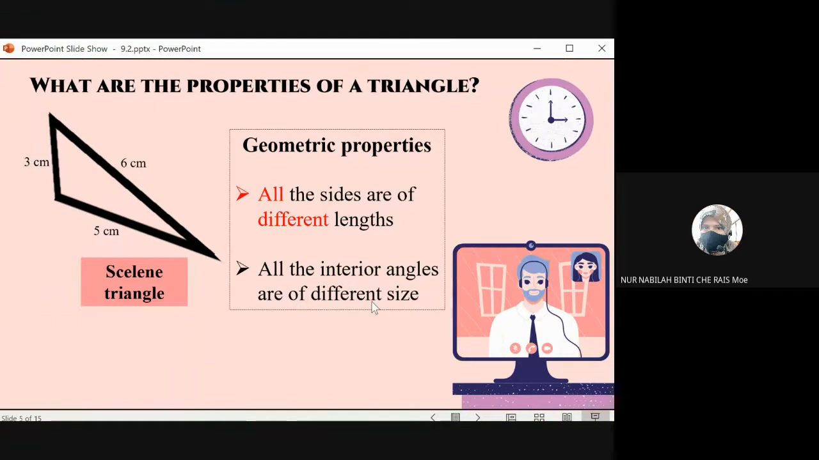And then the number of axes of symmetry is 0. For this case, we don't have any axis of symmetry. So those are the three triangles you have to know, especially the equilateral triangle and the isosceles triangle.